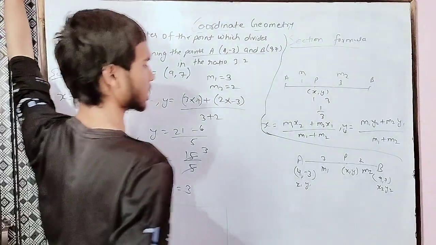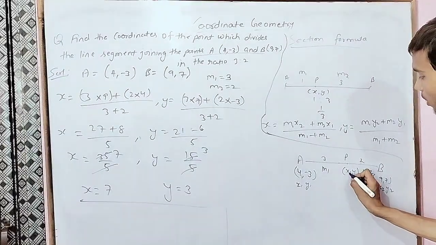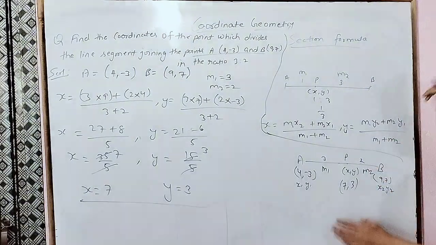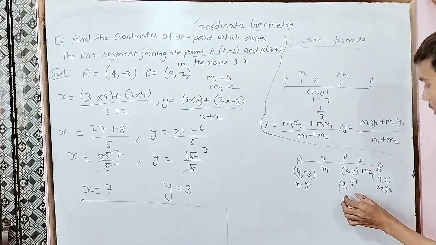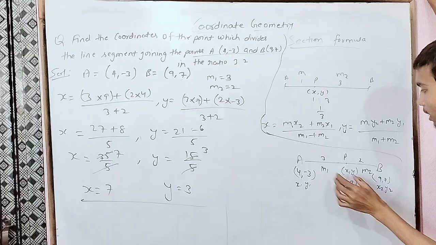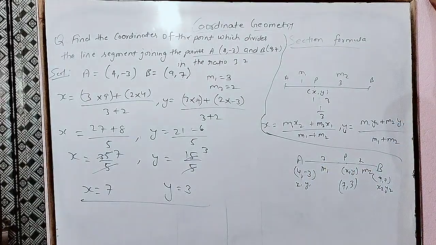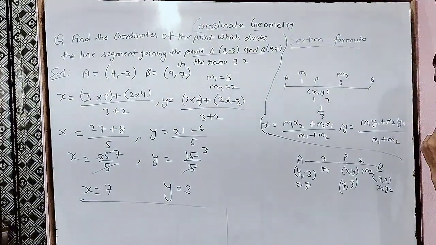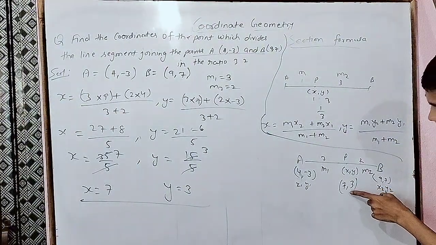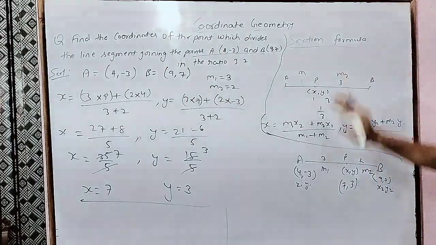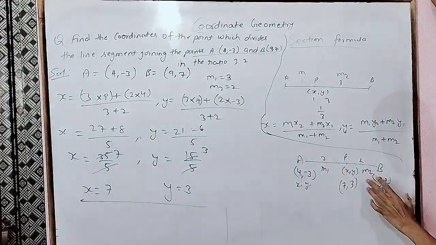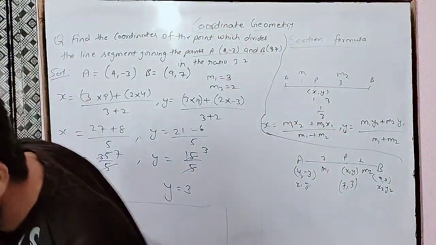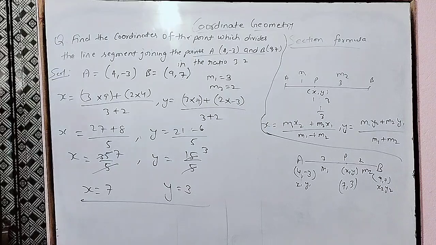Now the meaning of this answer is: in place of x it is 7, and in place of y it is minus 3. This is the third point which is coming to divide the line segment AB in the ratio of 3:2. So this is that third point. Now we have 3 points, and we have found the unknown coordinates. That's how you solve questions like that.